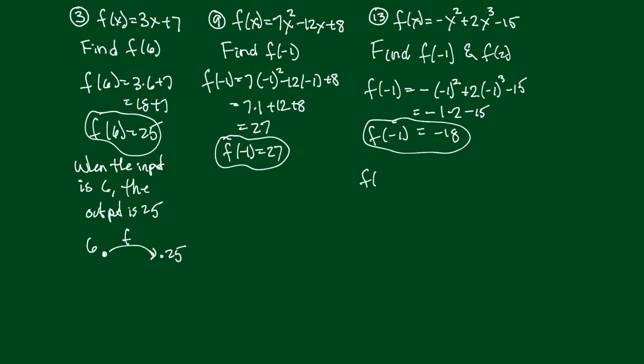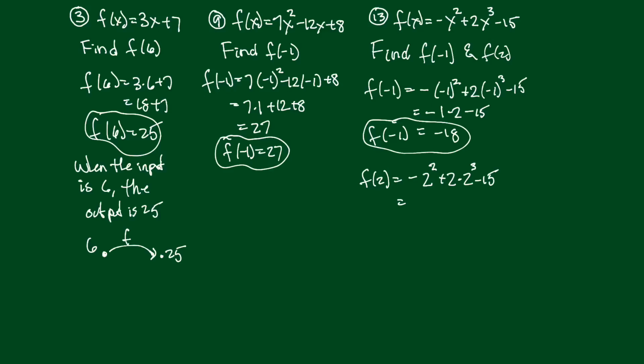And then what about f of 2? All right, so go back to your original description of the function. Replace all the x's with 2, right? You can see that that x has been replaced with 2. So replace all the x's, that one and that one, with a 2. We will get negative, all right? Replace that x with a 2, 2 squared, plus 2 times 2 cubed, minus 15.